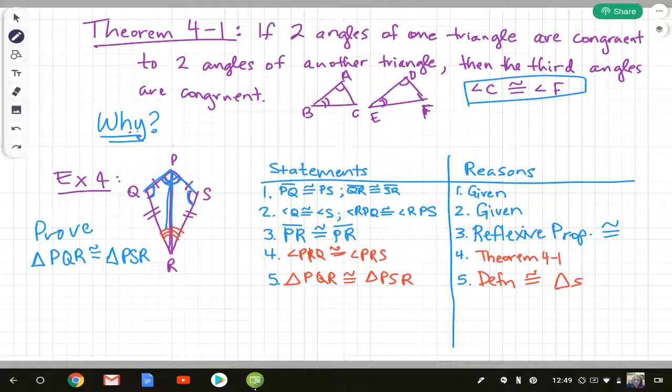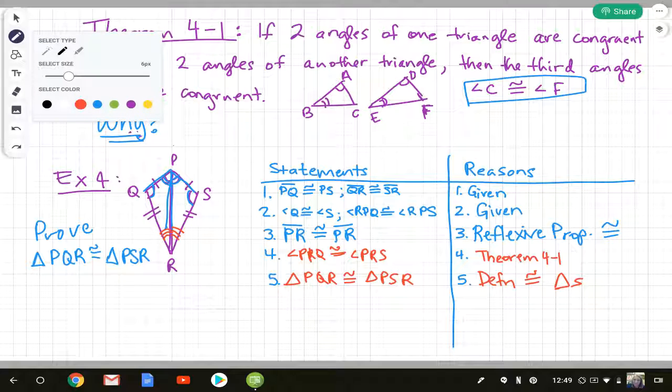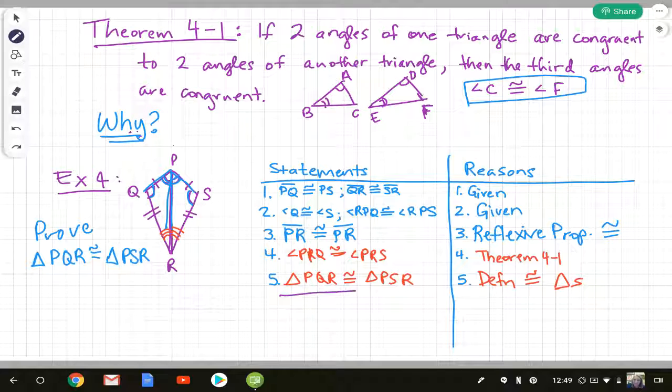Okay, so also let me note that the last statement that I wrote down is called a congruent statement. Sometimes your book will ask you to write the congruent statement, and what they're asking is to write down which triangles are congruent. So just so you know what they're asking when you see that.